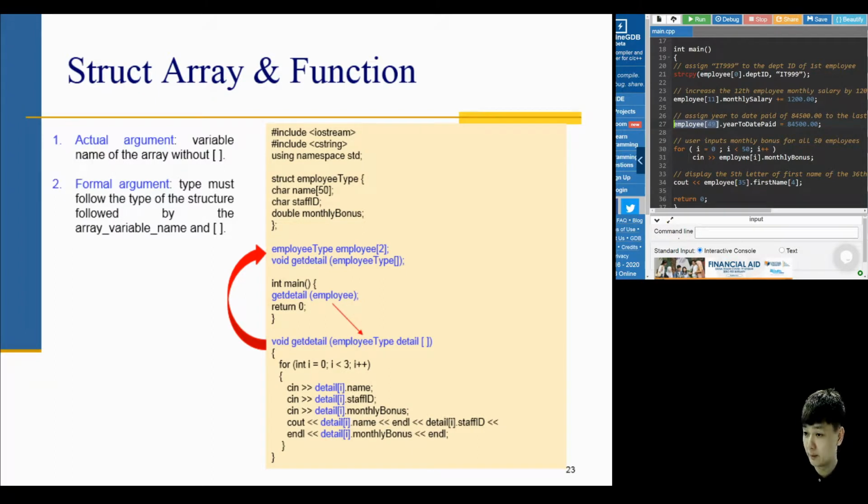Meanwhile, in the formal parameters, you have to state clearly the type, the array name, and also the bracket, to indicate that we are receiving an array from the main function. Make sure that you include the bracket for the formal parameter, but for the actual parameter, you don't need to put a bracket. The operation and assignment in this function is just like what I showed you in slide 17. You indicate the array name, the index, the dot, and then the member.